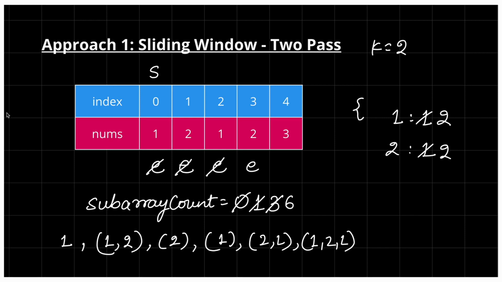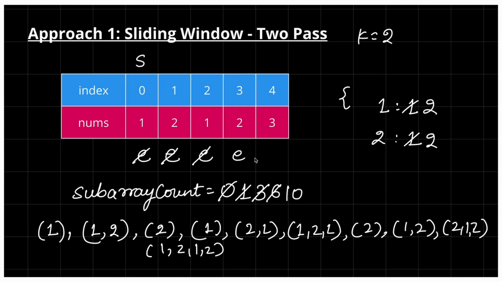So the total subarray count will become actually 10. Great. And let me add these subarrays also. Great. And now let's move further. Now the next element is 3. So I will add it.